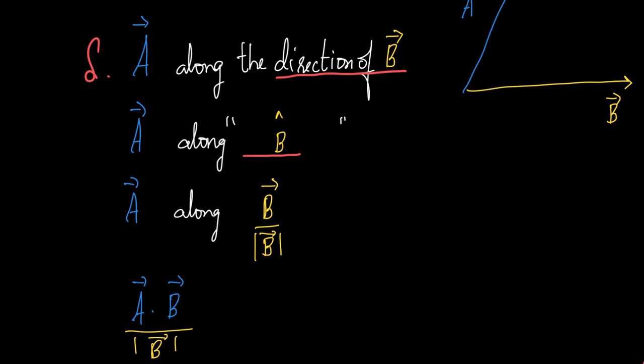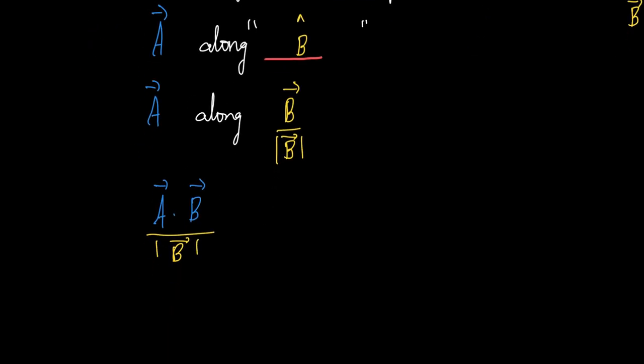What is B cap? It is vector B by modulus of B. So A along B cap becomes A dot vector B by modulus of vector B, which gives us A dot B by modulus B. How is it scalar? Because A dot B gives a scalar. The magnitude of vector B is again a scalar. So scalar by scalar gives you a scalar.